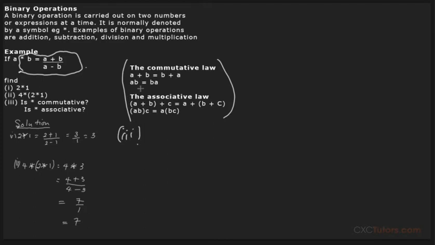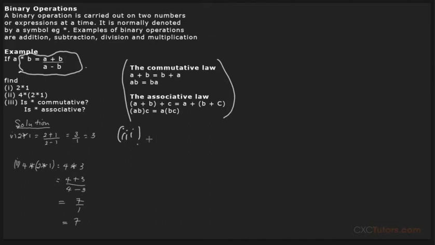Now, the commutative law states that the order in which we add or multiply doesn't really matter. In other words, A plus B gives the same result as B plus A, and A multiplied by B gives the same result as B multiplied by A. If we're going to test the commutative property, then we need at most two numbers. So we have 2 star 1 already. We have found that the answer is equal to 3.